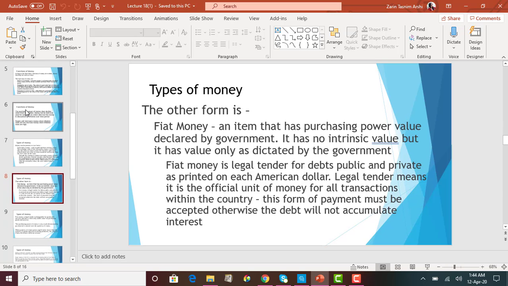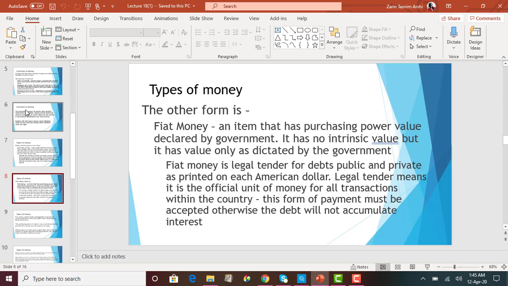Now the second form of money is called fiat money. Fiat money is more like the dollar bills that we have, like $1, $100, $50 bills. That is fiat money. Basically, fiat money is an item that has purchasing power value, and that value has been declared by the government. And this fiat money has no intrinsic value. So there is no hidden value. $1 is $1. There is no hidden value behind $1 that will become $2. No, that's not right. So fiat money is basically money that has a value declared by the government, and there is no hidden value added to it.